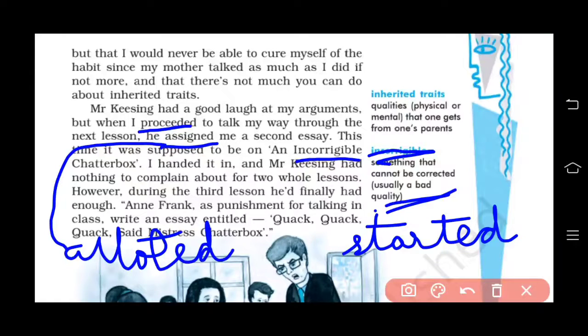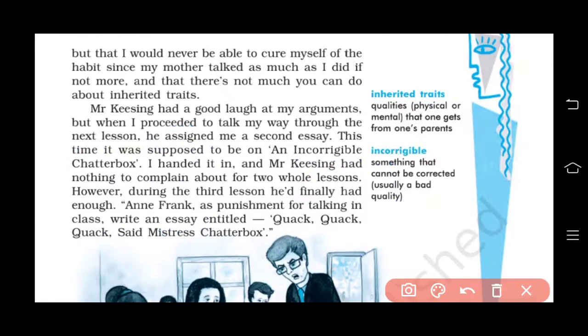I handed it in and Mr. Keesing had nothing to complain for about 2 whole lessons. However, during the 3rd lesson, he had finally had enough, and said, "Frank, as punishment for talking in class, write an essay entitled 'Quack Quack Quack,' said Mistress Chatterbox."